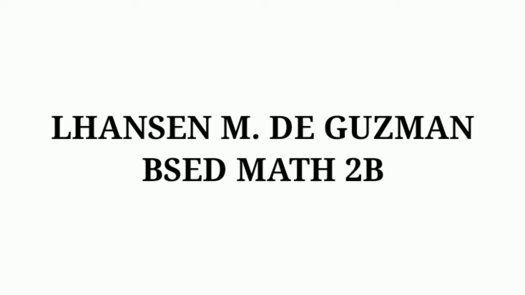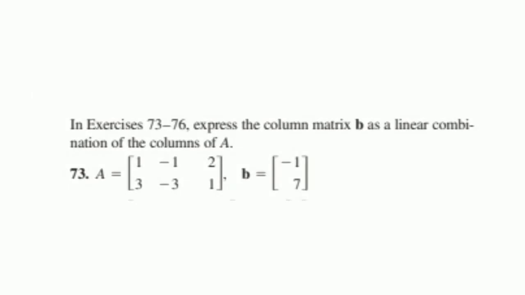In exercise 2.1 of this chapter, we are tasked to choose one odd number and answer it. So I decided to answer question number 73. In this question, we're going to express the column matrix B as a linear combination of the columns of matrix A.